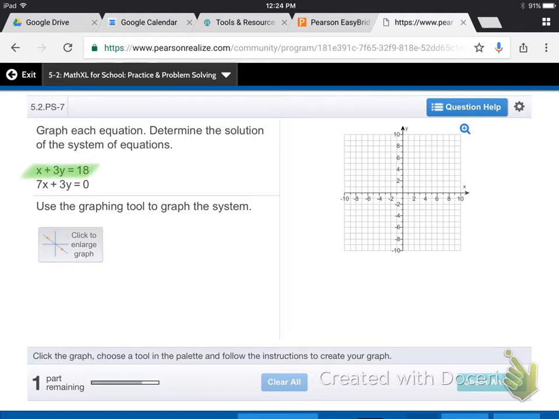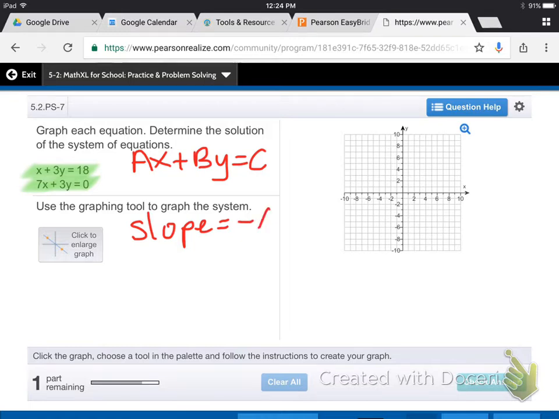So we have a system here. We have x plus 3y equals 18 and 7x plus 3y equals 0. You remember yesterday I taught you that when the equations are in this form, ax plus by equals c, the slope, and you want to take notes on this if you don't remember, or even just take them again so you can remember and it becomes second nature, the slope is negative a over b, and the y-intercept is c over b.